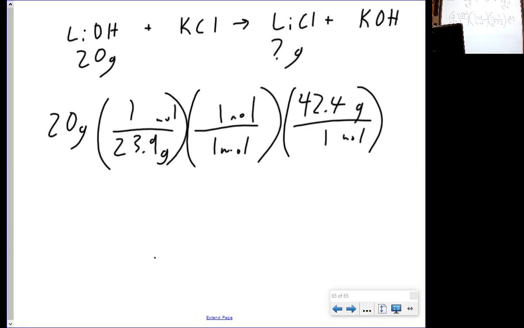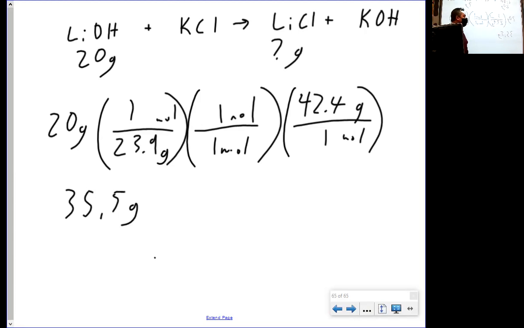We're going to multiply it, we're going to divide it. Which are we going to do first? We're going to multiply 20 times 42.4, and then hit enter and divide by 23.9. 35.5. Let's make sure everybody agrees. Everybody cool? 35.5 grams is what I'm doing, and that's part A of my question. That is my theoretical yield.